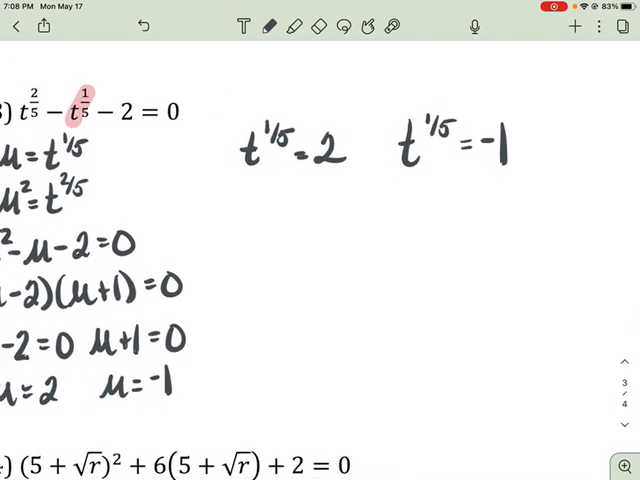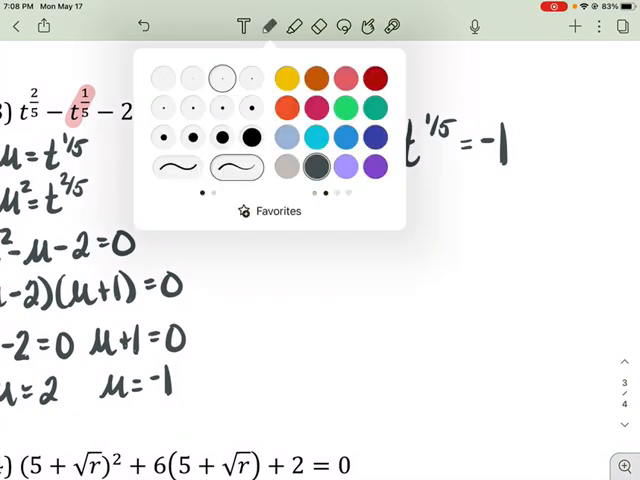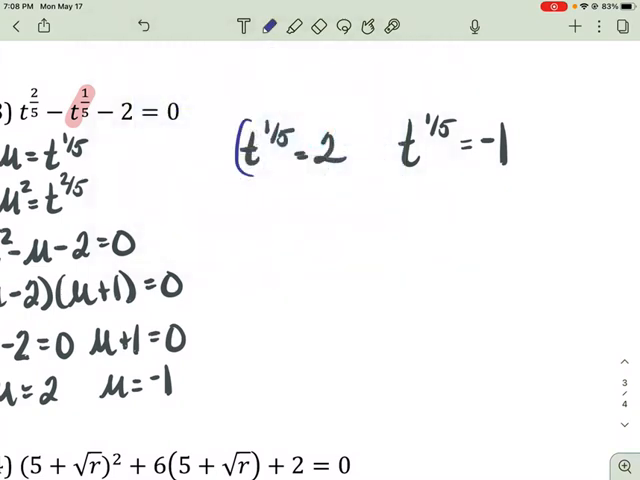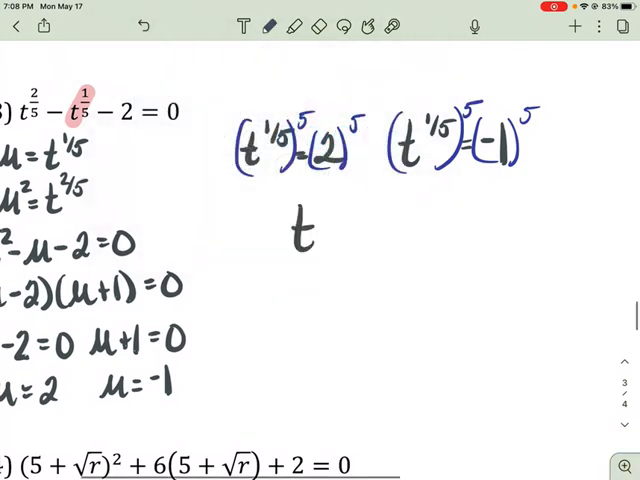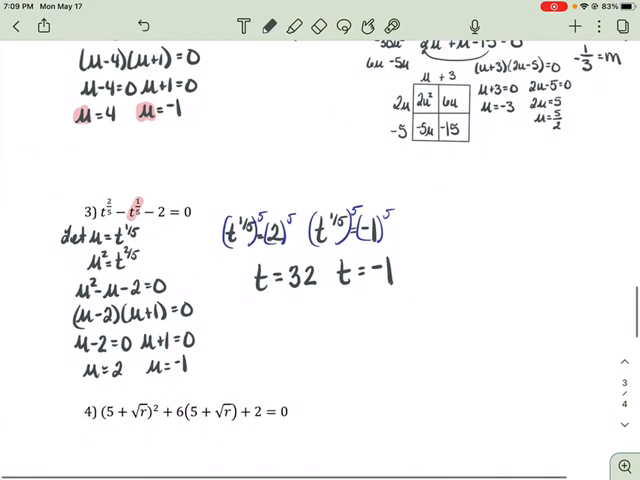Okay, so these are rational exponents, which means that we're going to want to take it to the appropriate power, which means we're going to take it to the 5th power. So everybody's going to get to the 5th. Okay, so we're going to get t equals 2 to the 5th is 32. And then t equals negative 1 to the 5th is just negative 1. So that one wasn't too bad. It looked a lot worse than it actually was.